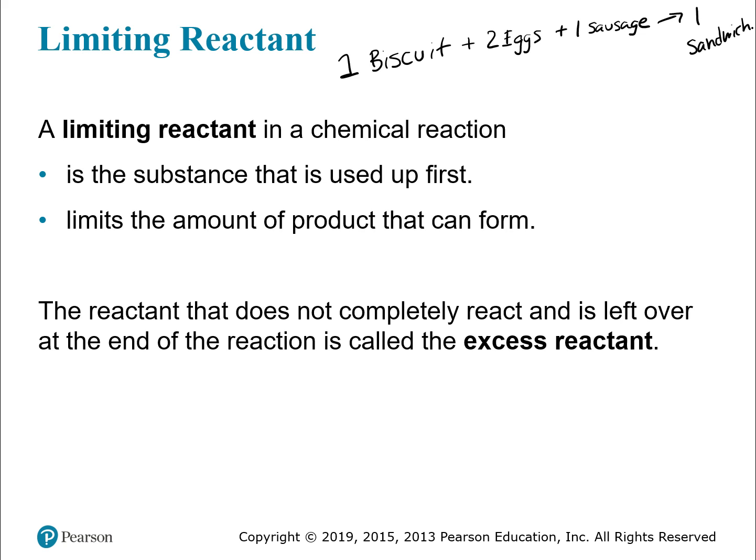If I have 10 biscuits, 2 eggs, and unlimited sausage, I can still only make one sandwich. As much as putting sausage on a biscuit would be delicious, it's not complete. It does not have all the parts. I've got 2 eggs, and I require 2 eggs for one sandwich.